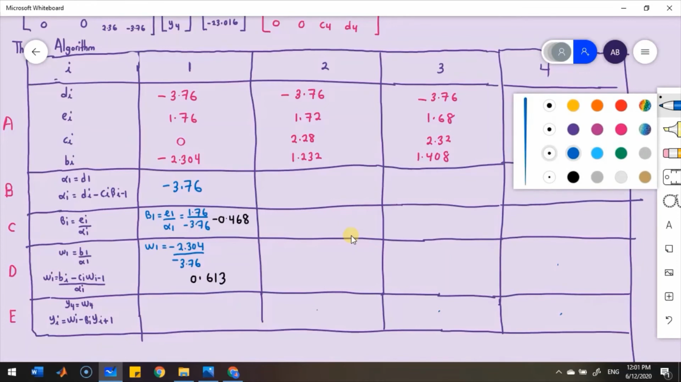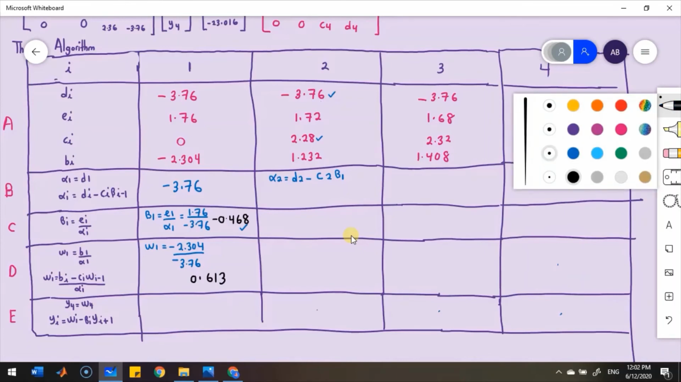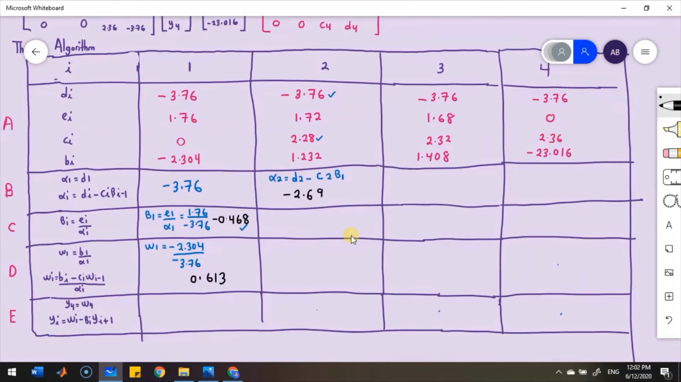Part B, where you want to find alpha 2. Alpha 2 is equal to D2 minus C2 beta 1. So what is D2? D2 is the diagonal 2, which is this one, minus C2, which is this one, multiplied with my beta 1. This is beta 1. So negative 3.76 minus 2.28 multiplied by negative 0.468. Using the calculator, you should get negative 2.692.